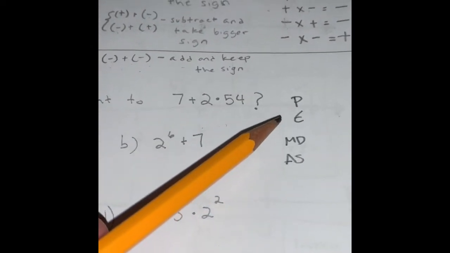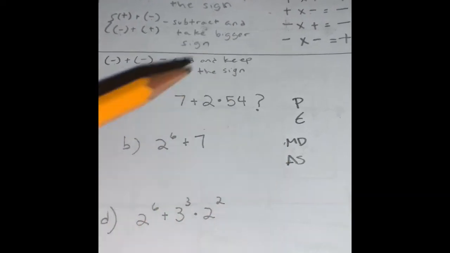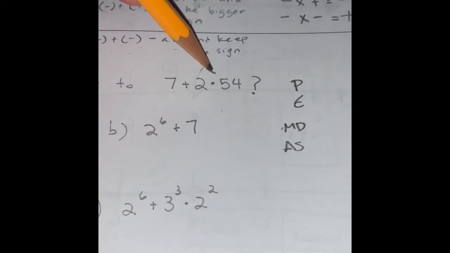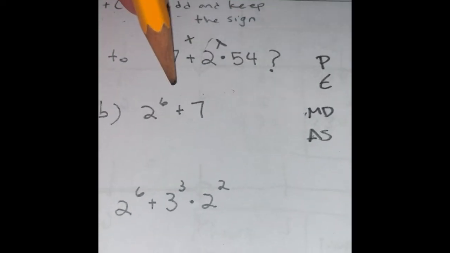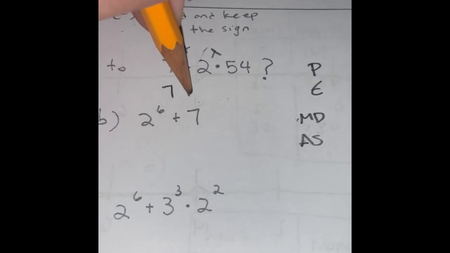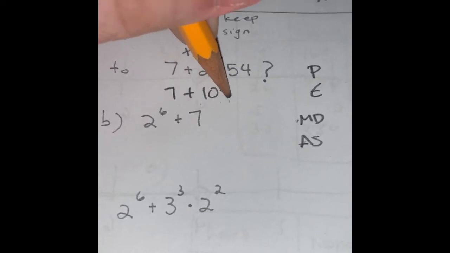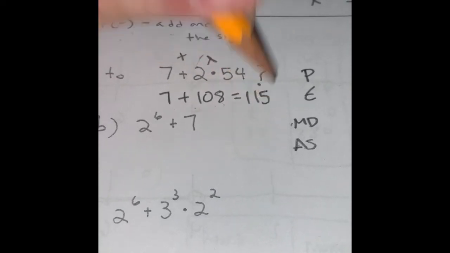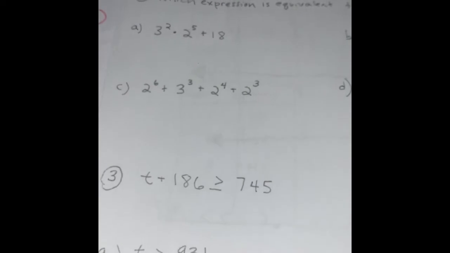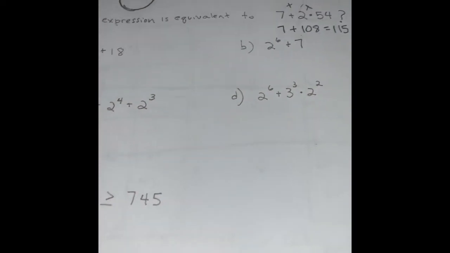There's no exponent, but I know once again that multiplication will come before addition. So I'm going to have to do the multiplication piece first, 2 times 54. So I'm going to rewrite my whole problem. 7 plus 2 times 54 is 108. And then when I solve, I'm left with 115. So the goal of this question is to find out which expression is equivalent, or the same, as 115.